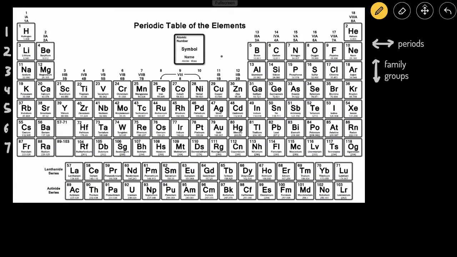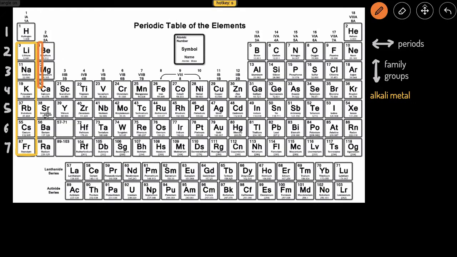Now let's talk about the main groups or the main families that you need to know the name of. We'll start with this right here, column 1A, ignoring hydrogen. You'll understand why we ignore hydrogen in a little bit. So this column is called the alkali metal section.